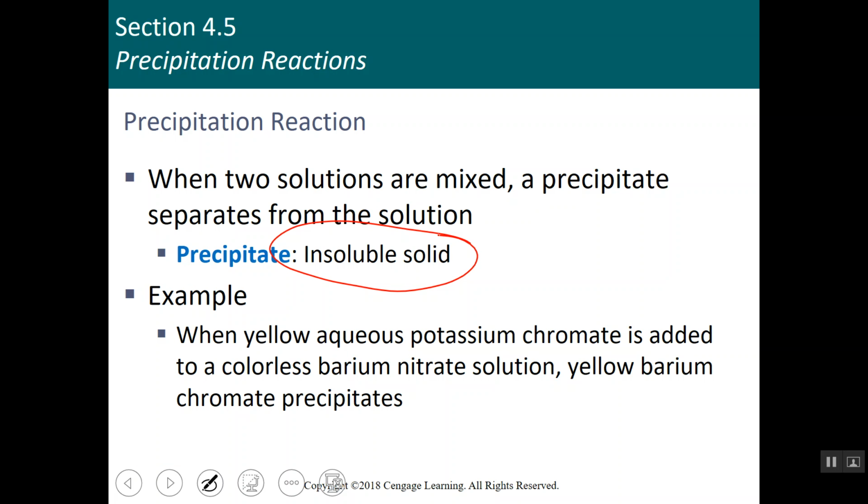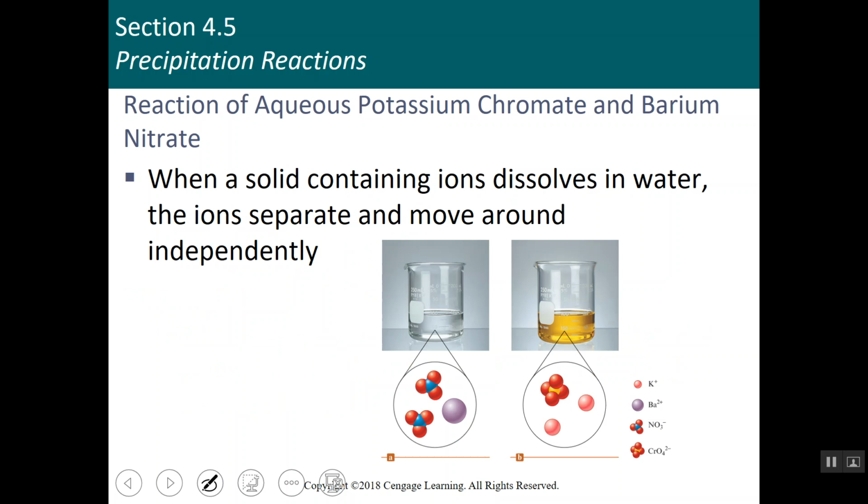A lot of students get confused on this because when they think precipitate, they think precipitation, and precipitation is the liquid. But in chemistry, the precipitate is actually the solid part that comes out of the liquid. Their example listed here is shown in pictorial form.